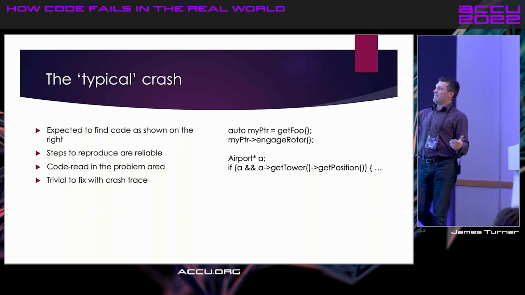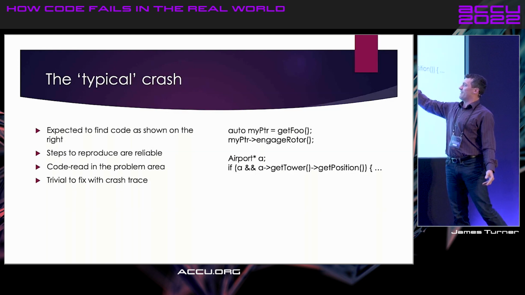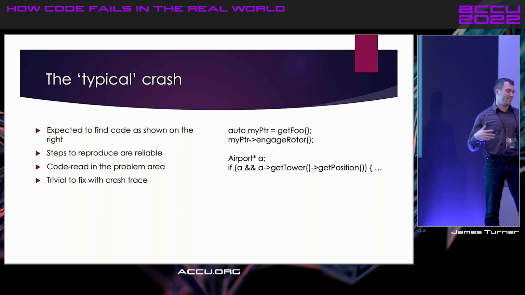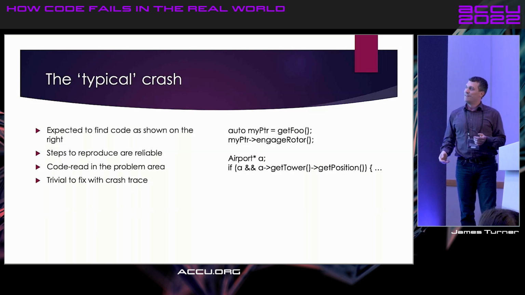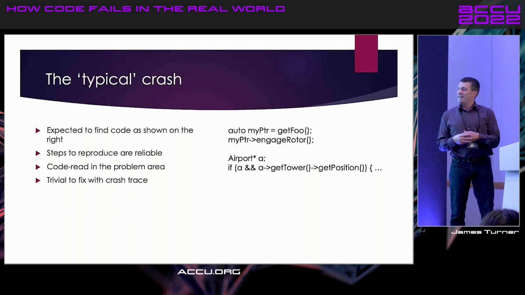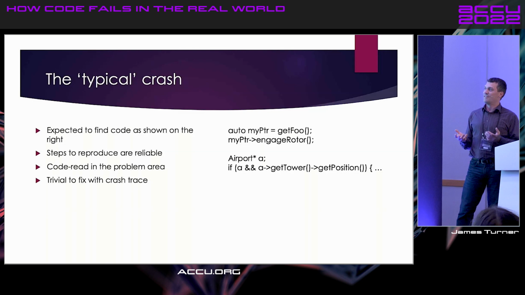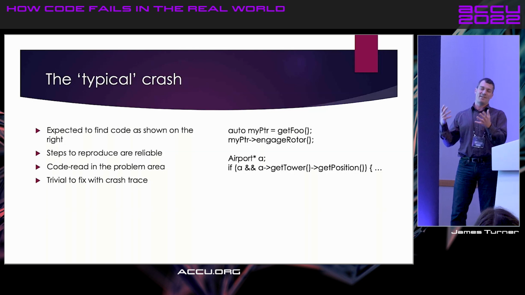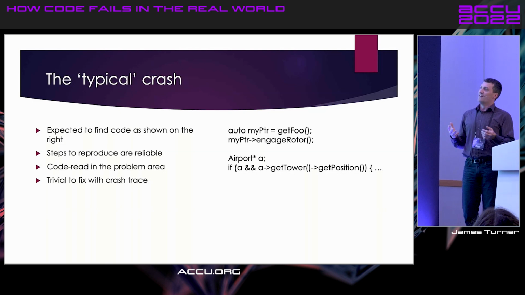Like so here, maybe A is valid. We check it, but we don't check if the tower is valid because not all airports have a control tower. So I was thinking we'd have basically lots and lots of stuff like this. And that is some of the crashes. But the problem is that this kind of crash, which is kind of what you imagine when someone says, oh, there's a crash in a C program, and you go and look at some example of it.